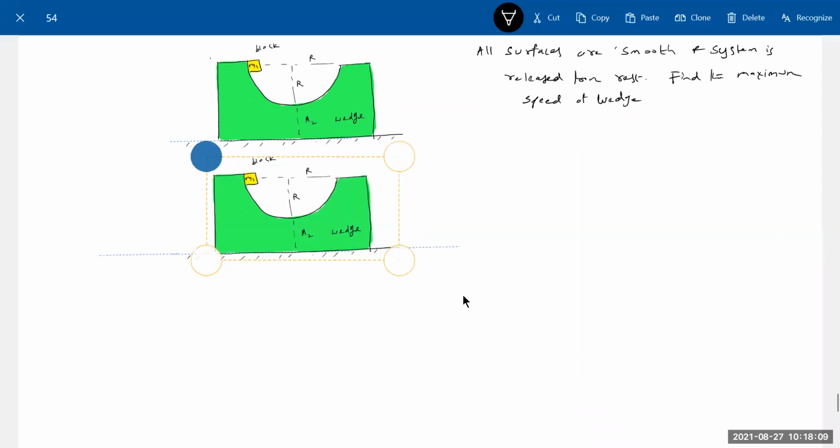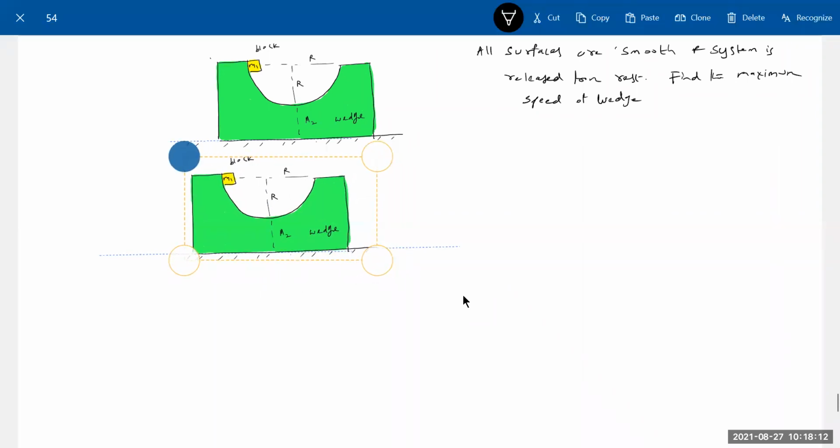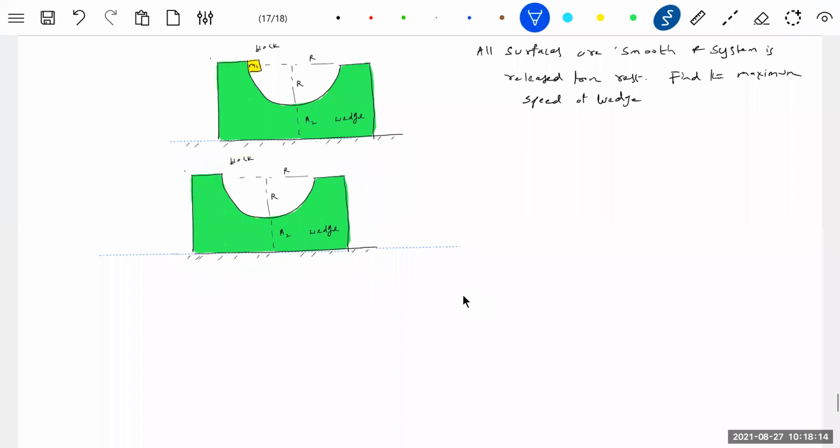The wedge will undergo some displacement. Why will it undergo some displacement? The block will be m1, so it will have some velocity, say v1 dash. The wedge will have velocity v2 dash. What are the forces that are acting? Let me show only the normal contact, N1 on the wedge, N1.